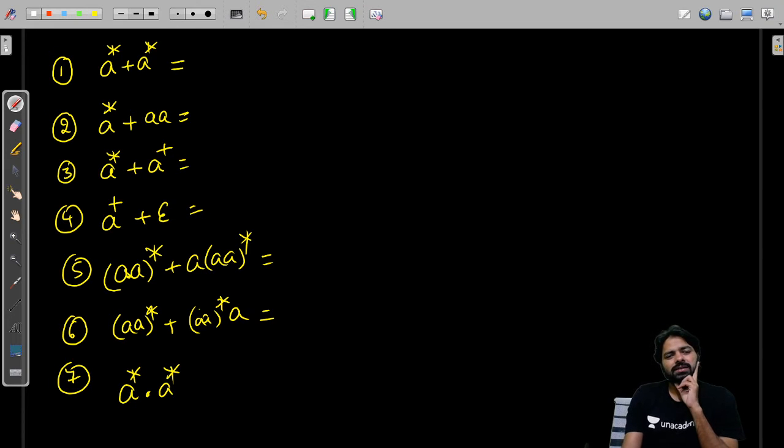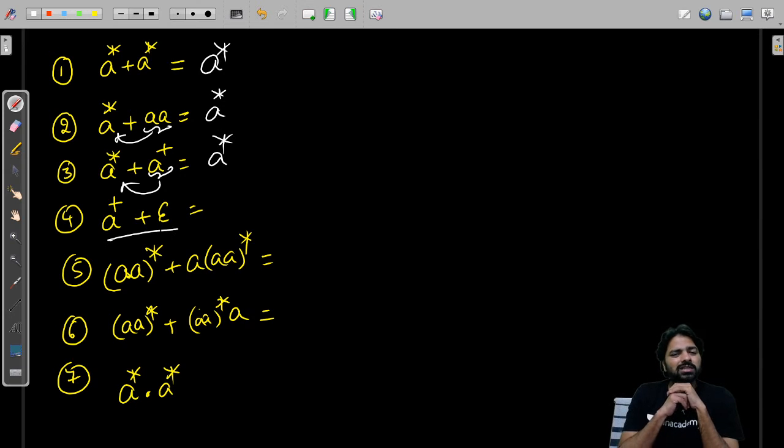Okay, start. The first one, A star union A plus. It's union only, so the result is the same. A star already has A plus, so why do you want it again? Not required. A plus is a subset. It's already there. And A plus epsilon: it's not a subset-superset relation, they are disjoint. But epsilon generates epsilon, A plus generates A plus. When you do the union, you will get A power 0. That is also the A power 0 definition, guys.